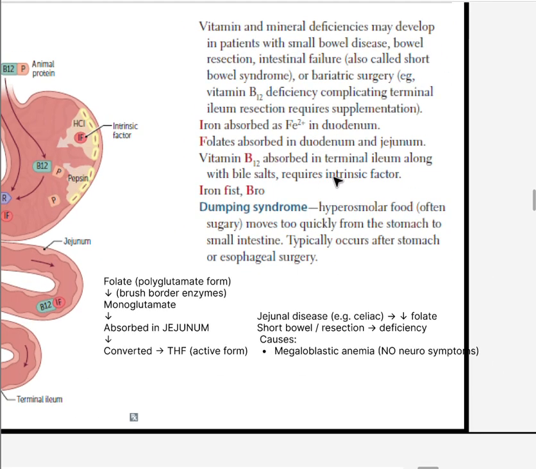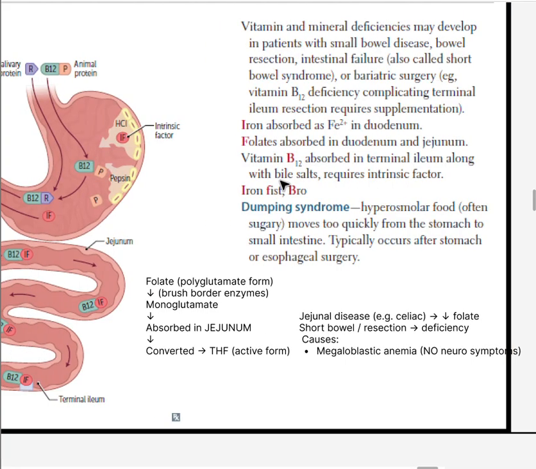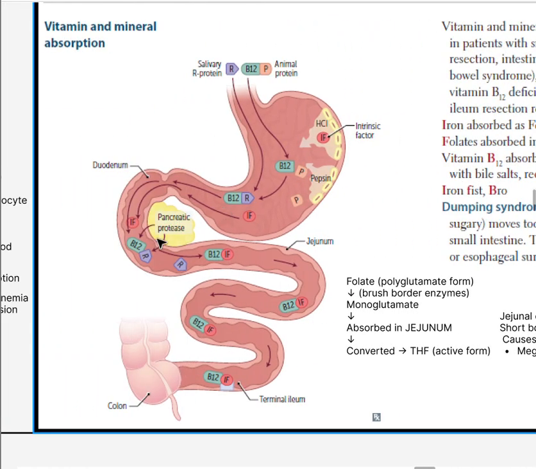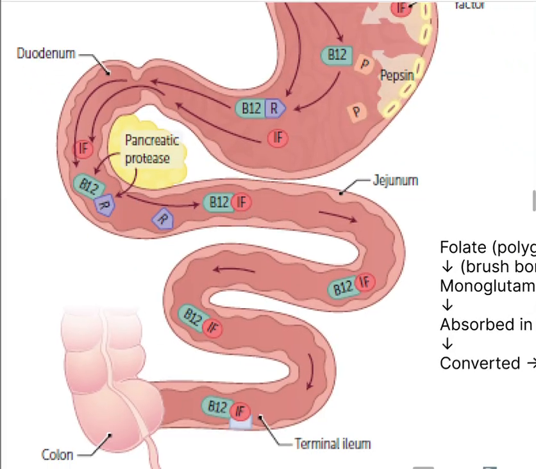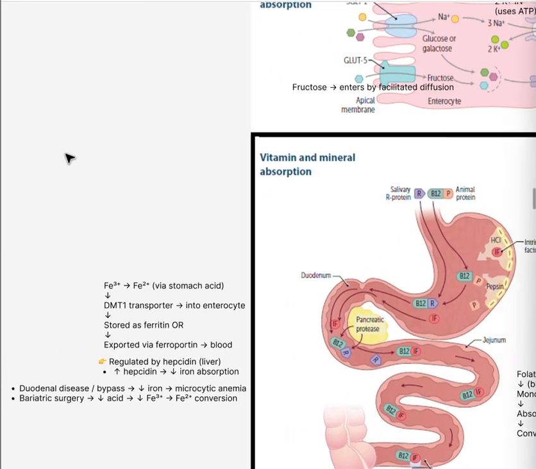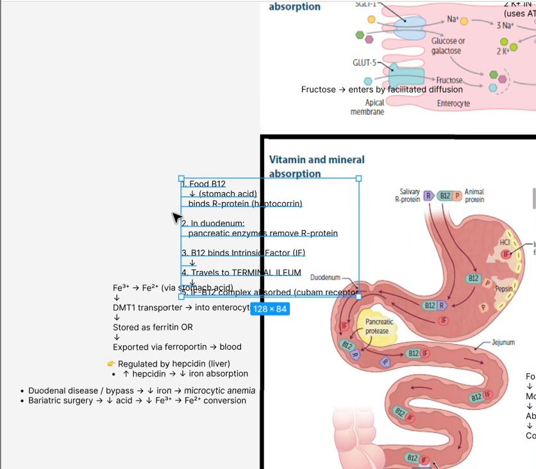It's absorbed in the terminal ileum along with bile salts and requires intrinsic factor. So the vitamin B12 requires the intrinsic factor. Look, it's absorbed in the terminal ileum and it needs the intrinsic factor. So if I look at this entire pathway, I'm going to post it up here for you. Look at the B12 pathway.